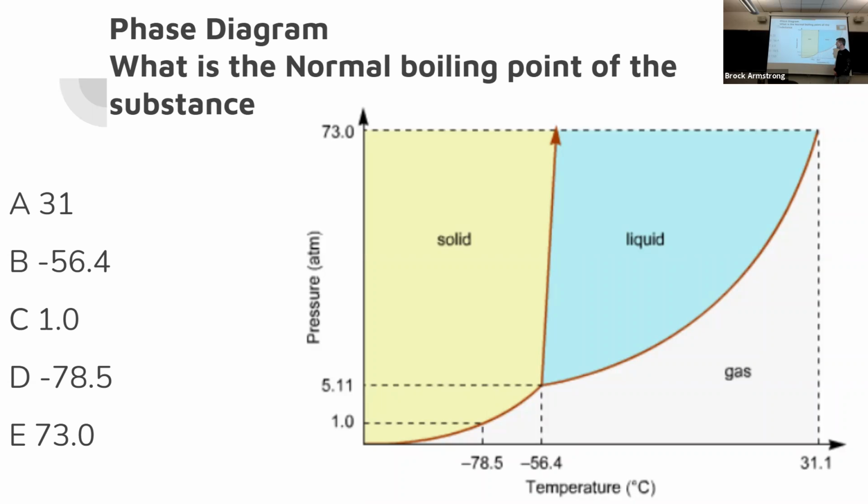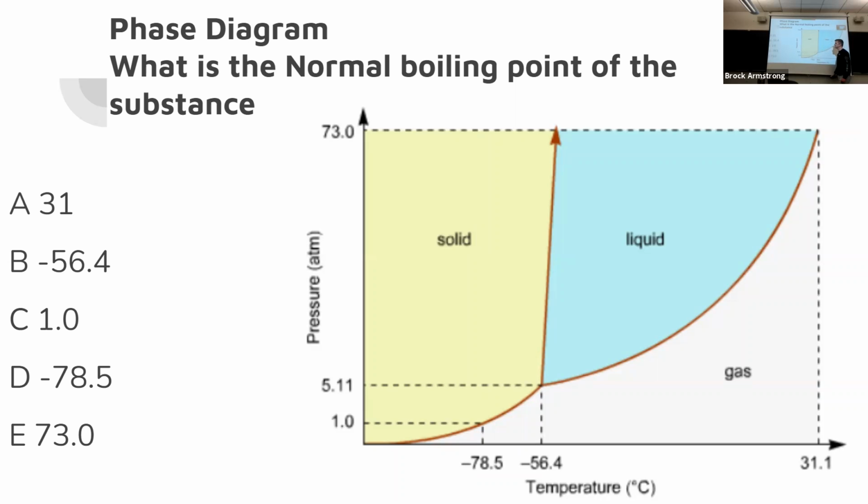Is it 78.5? Oh, actually, is it 56.4? B. Let's jump to B. B, 56.4. We can see that one plotted right here. It comes up, hits our triple point, and then goes over to 5.11 atmospheres. So it's not our normal boiling point because we're at too high of an atmosphere, but it is our triple point. So if we were to achieve this, then we'd have the gas, liquid, and solid all exist at the same time in our container.